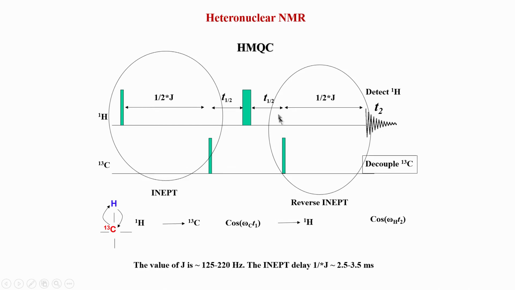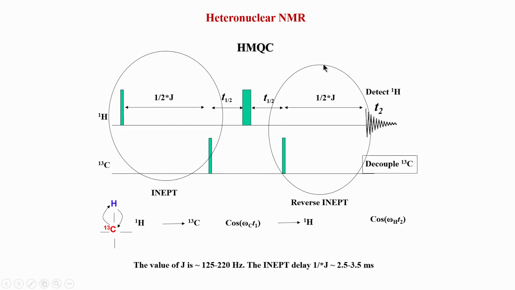The second part of the experiment consists of the evolution of the carbon chemical shift, which is excited because of this 90 degree pulse here, and this carbon chemical shift now evolves during this period, and it is decoupled because of the 180 here from the proton. Remember, we have to decouple proton from carbon and carbon from proton both. During the detection period we decouple proton from carbon, but during the indirect period, which is the indirect dimension, we decouple the carbon from proton.